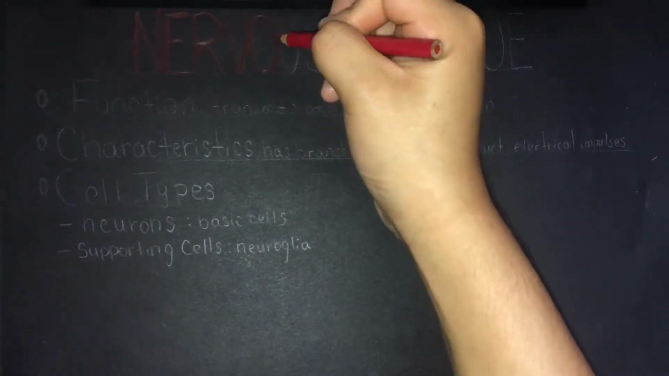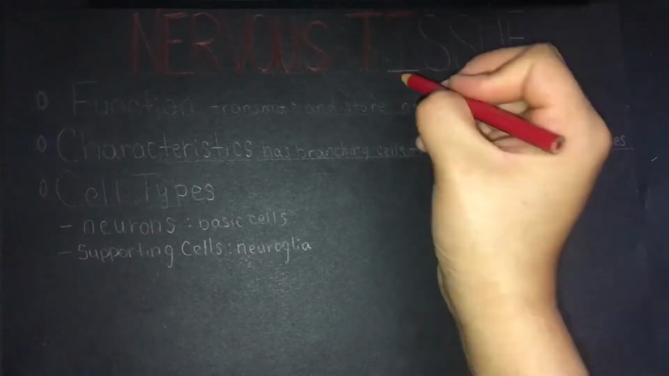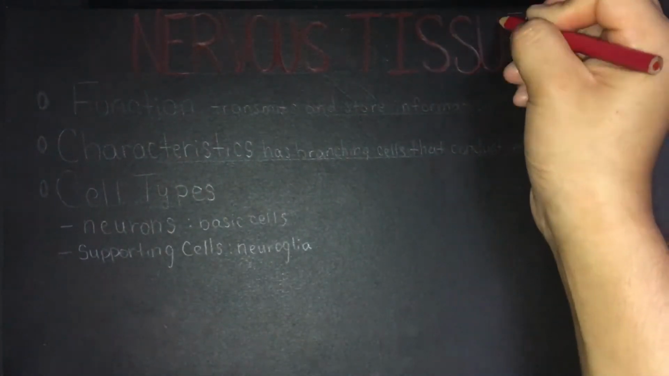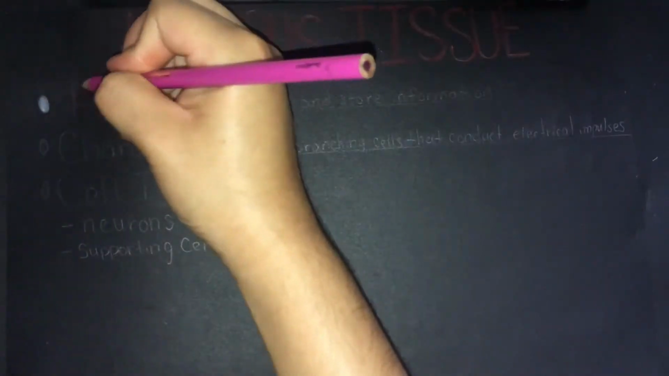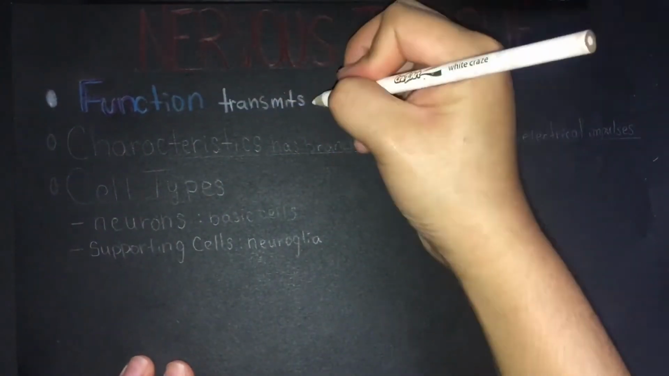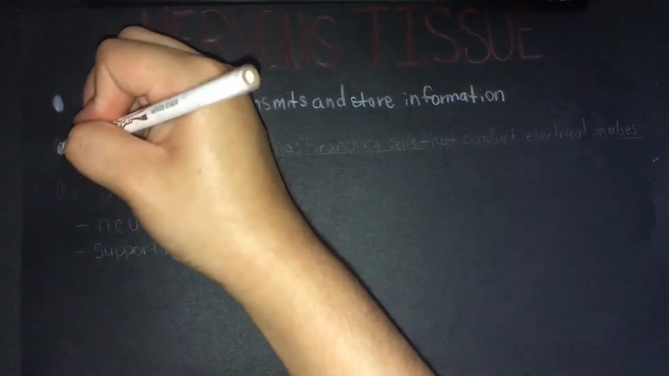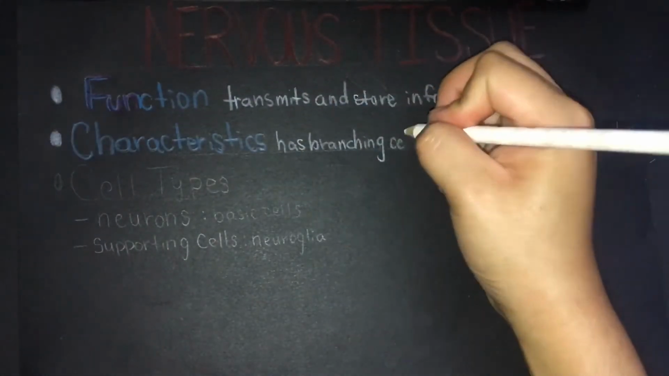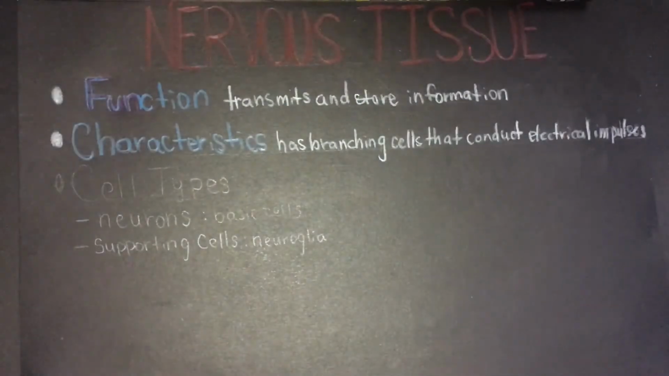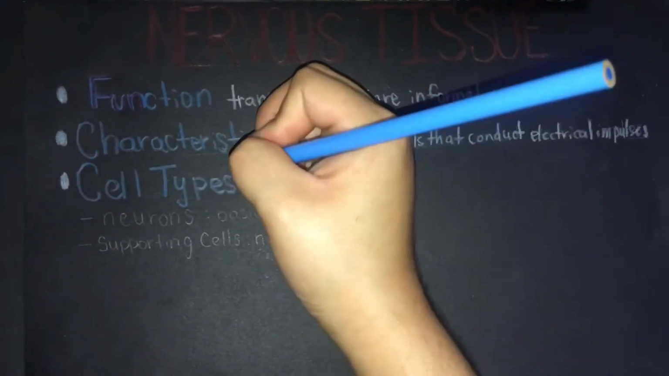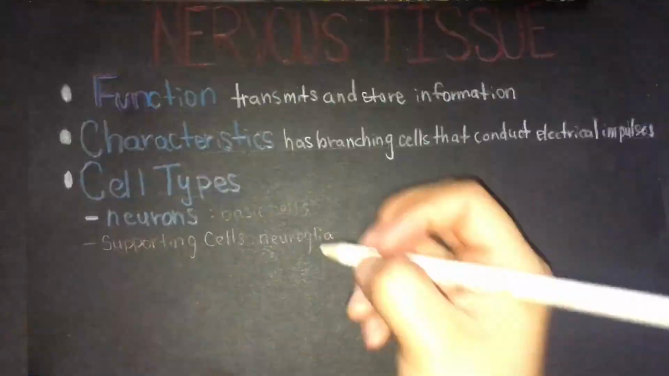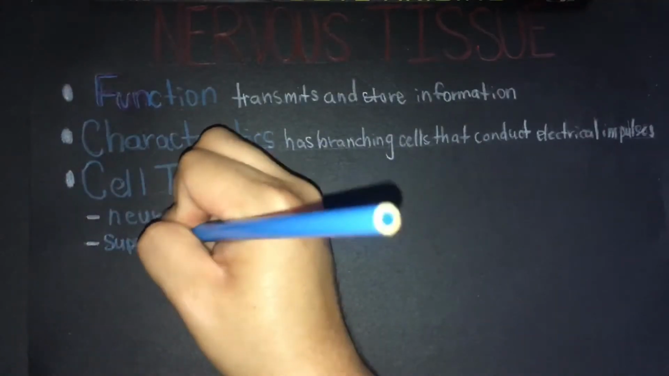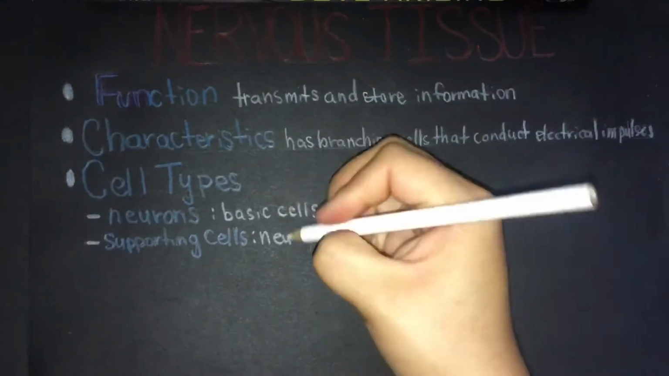Nervous tissue. Function: transmits and stores information. Characteristics: has branching cells that conduct electrical impulses. Cell types: neurons are the basic cells, and supporting cells are neuroglia.